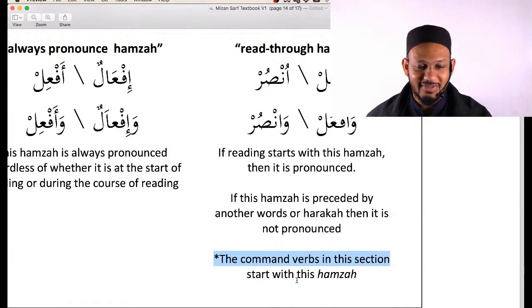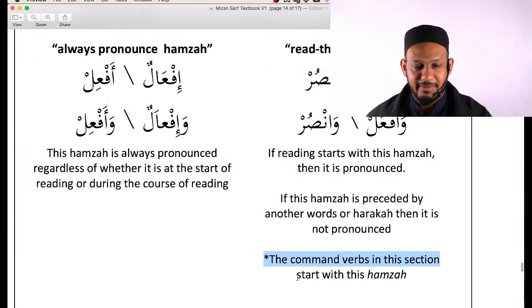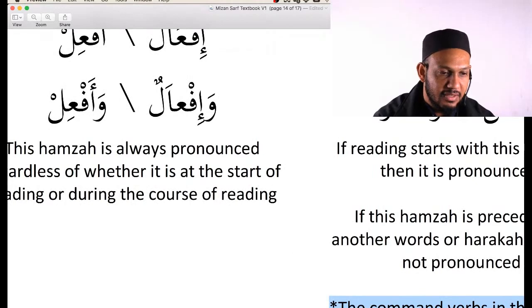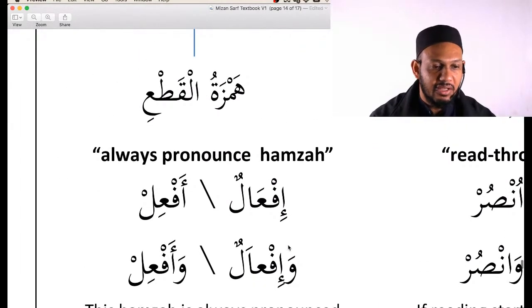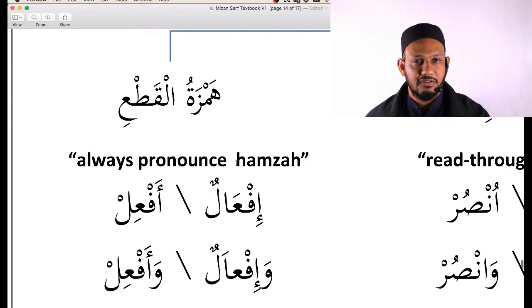So the command verbs in this section start with this hamza. You understand? Let's look at the other one and it will become clearer. The other one is called hamzatul qat'i. Say it just for practice. You don't have to memorize it. Just say it. Hamzatul qat'i. I just call it the always pronounced hamza. And how do you know the difference? You'll see that there's a hamza on the alif. For example, if'alun, or hamza above it, af'il, or could be uf'il as well. It doesn't matter, it's a, i or u, but there will be a hamza in there.